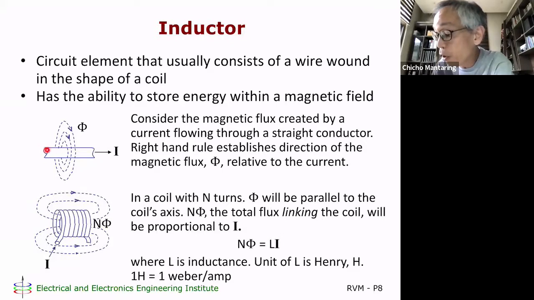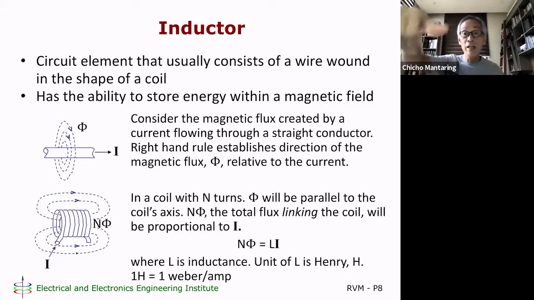If you have a current flowing in this direction, so this is a conductor, if you have a current flowing toward the right, then you're going to have a magnetic flux around that particular conductor that is this way. That is our right-hand rule. If your current is flowing this way, then you have a flux flowing this way.